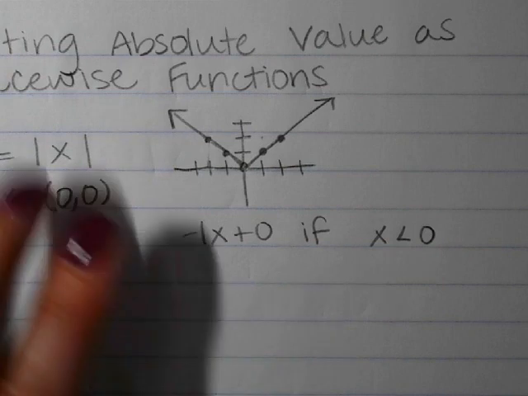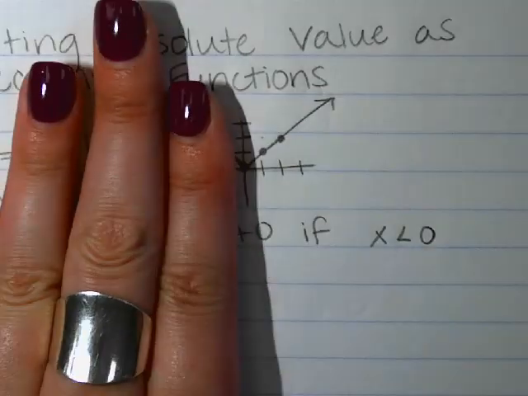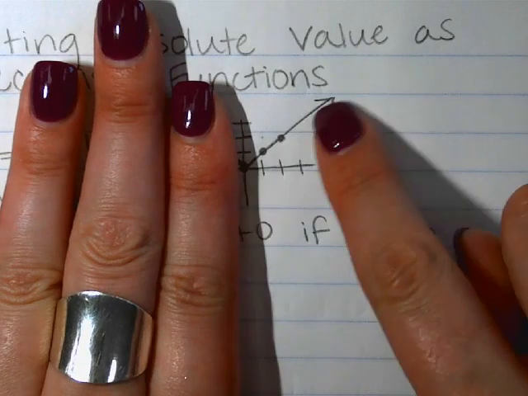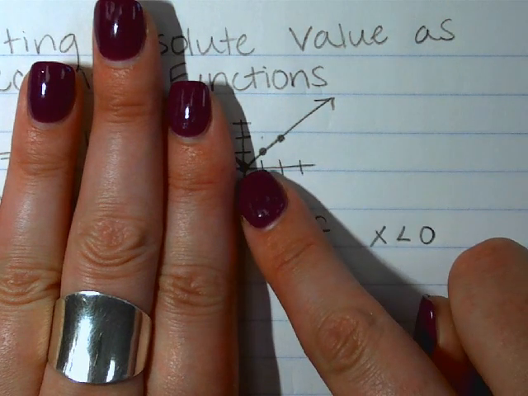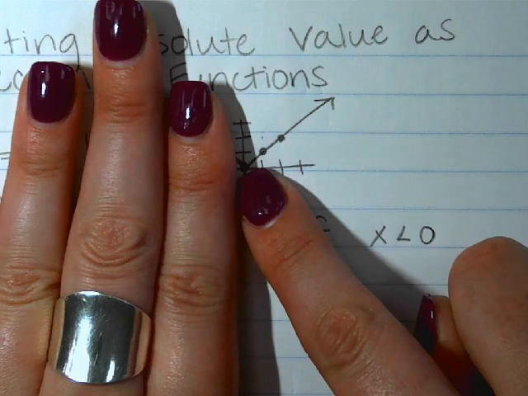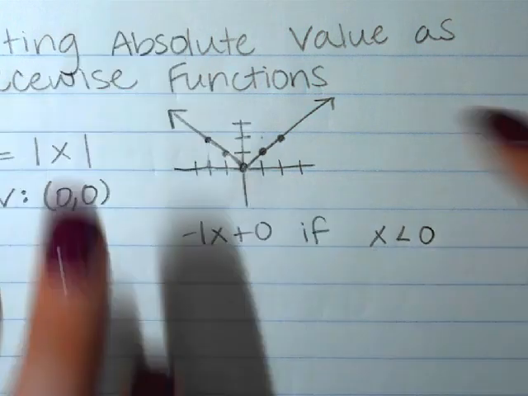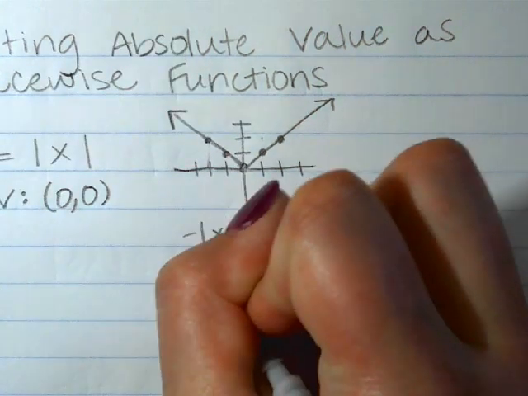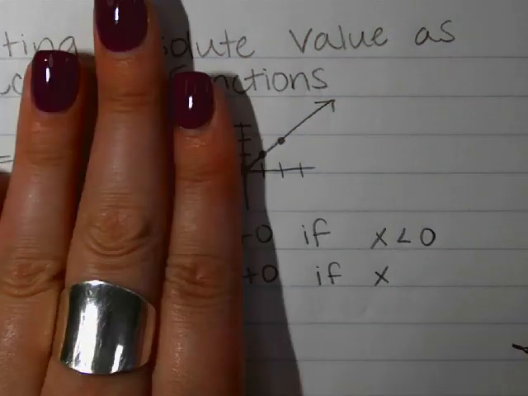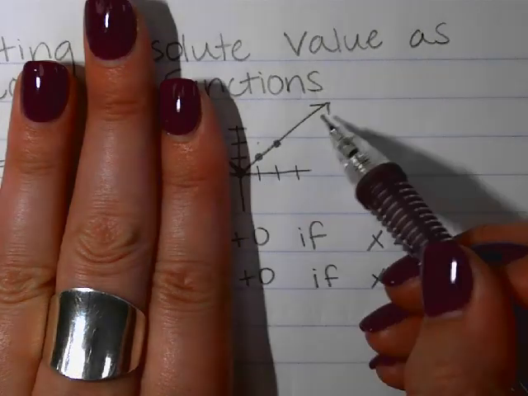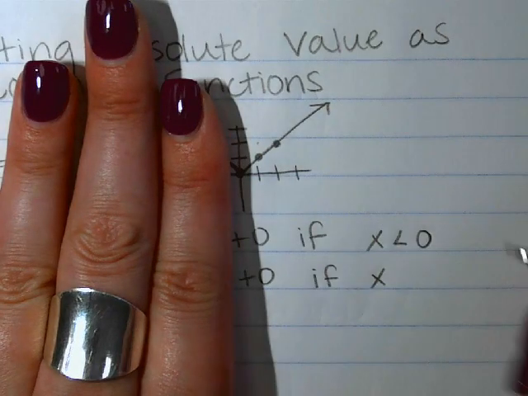If I cover up the left side and I want to write the equation for this graph, what's the y-intercept here? 0. And what's the slope? Just 1. So then I'm going to say 1x plus 0 if x, and how do I show that x is on just the right side? If x is greater than 0.